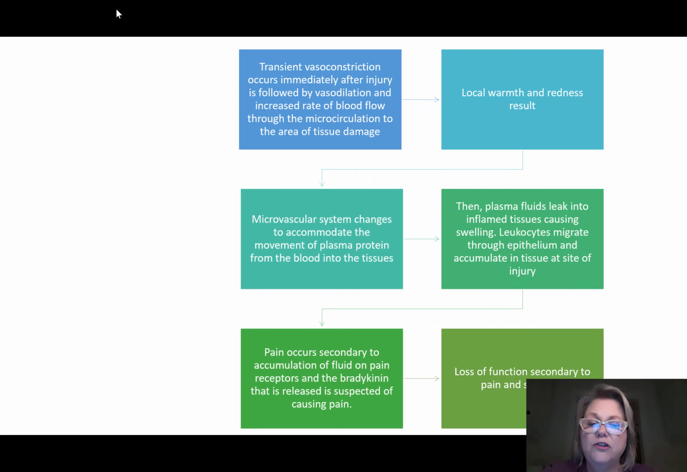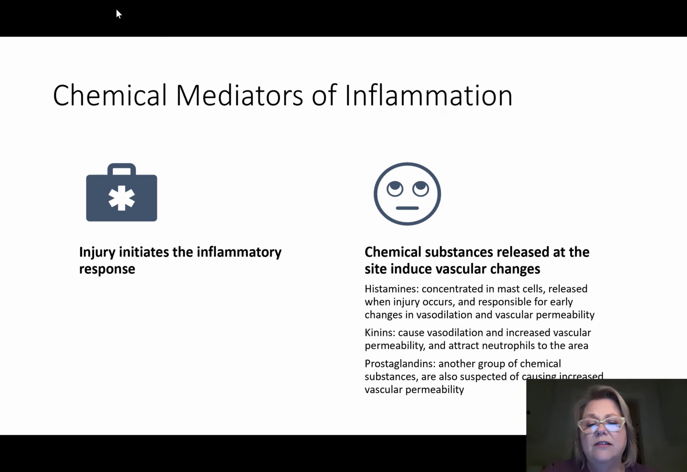So this goes just back over the same thing that we've just gone over, so I'm not going to go back over that again, but it's another way to kind of look at it. I tried to give you several ways to look at it so that you can figure out which makes more sense to you, because everybody understands it a different way. I put this on here for the chemical substances released at the site that induce vascular changes: the histamines, the kinins, the prostaglandins. So read about that.